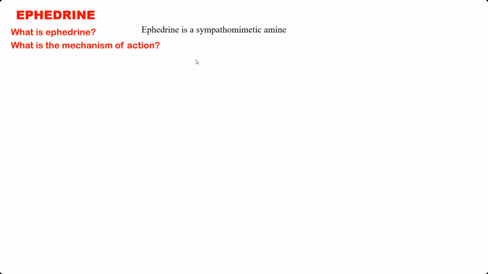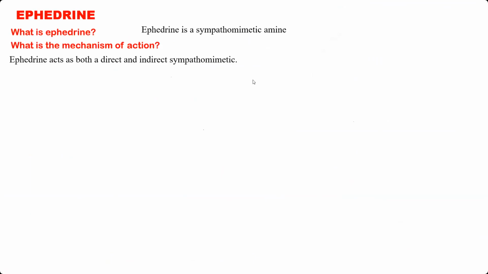Ephedrine is another common drug that we are using. What is ephedrine? It is an indirect sympathomimetic, with both direct and indirect mechanism of action. It is not a sympathomimetic amine. What is the mechanism of action? It increases the release of norepinephrine, with direct and indirect sympathomimetic activity.